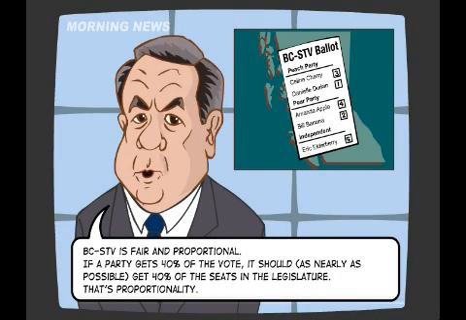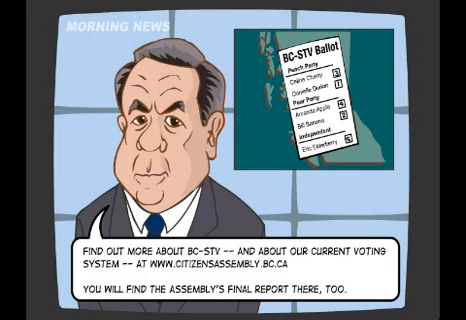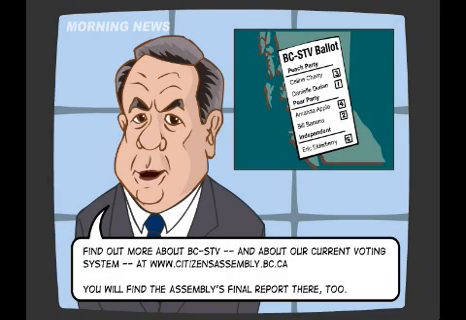BC-STV is fair and proportional. If a party gets 40% of the vote, it should, as nearly as possible, get 40% of the seats in the legislature. That's proportionality. Find out more about BC-STV and about our current voting system at www.citizensassembly.bc.ca. You will find the Assembly's final report there too.